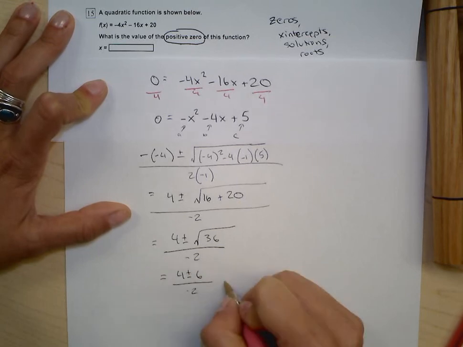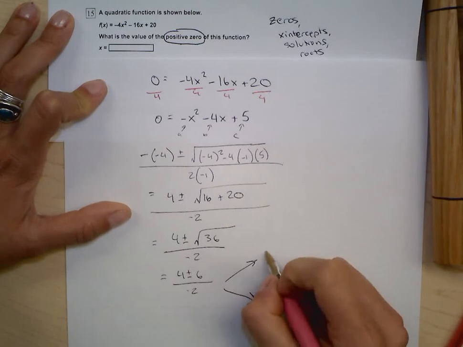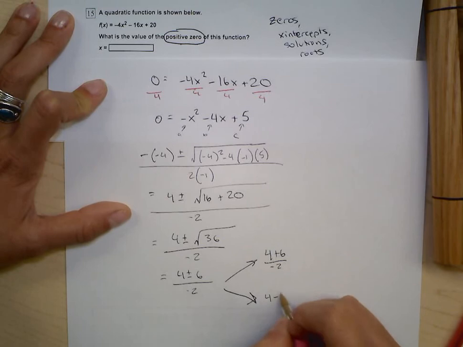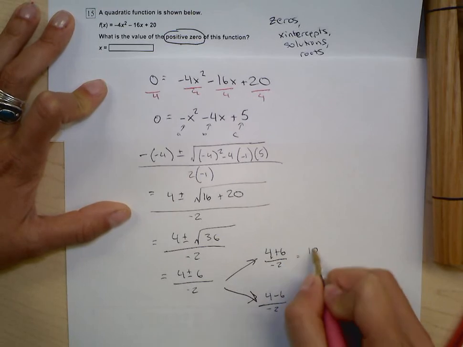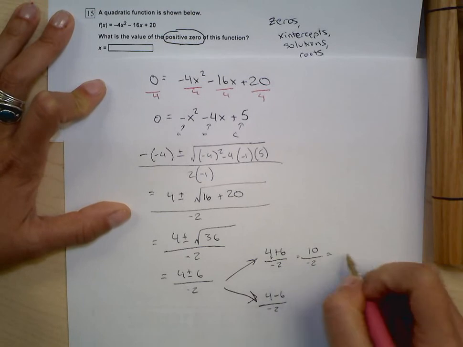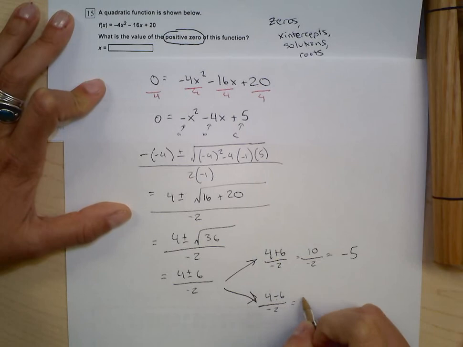Now I'm going to have a positive case and a negative case. My positive case is 4 plus 6 over negative 2. My negative case is 4 minus 6 over negative 2. 4 plus 6 gives me 10. 10 divided by negative 2 gives me a negative 5. 4 minus 6 gives me a negative 2 over negative 2, which is equal to 1.